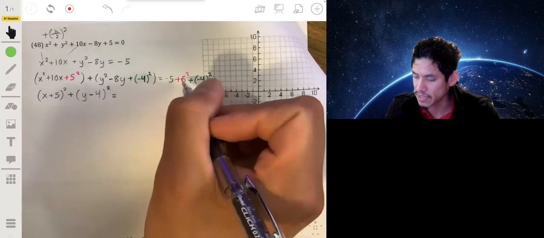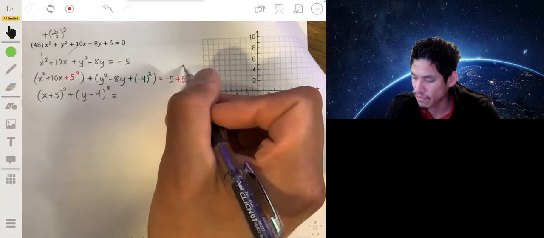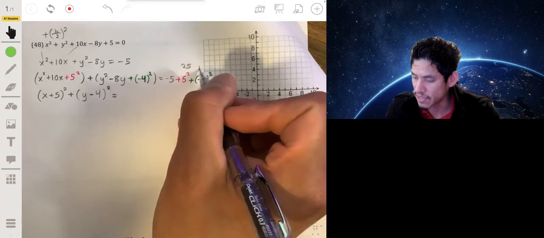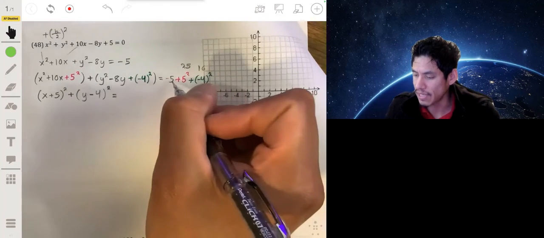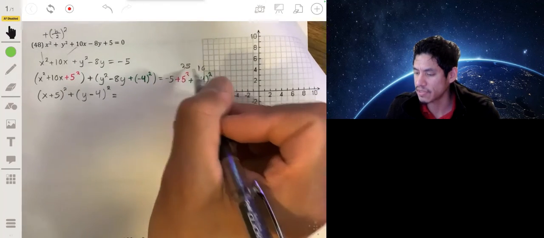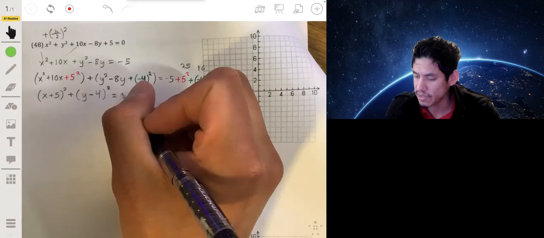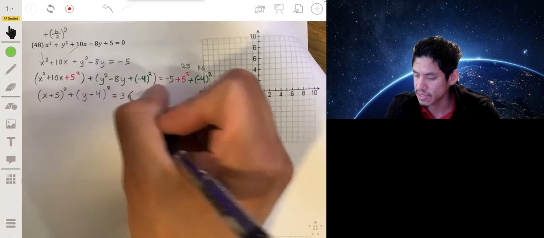Now let's simplify the right side. So that's 25, and that's 16. So we're adding negative 5 plus 25 plus 16, so 20 plus 16. So the right side is 36.